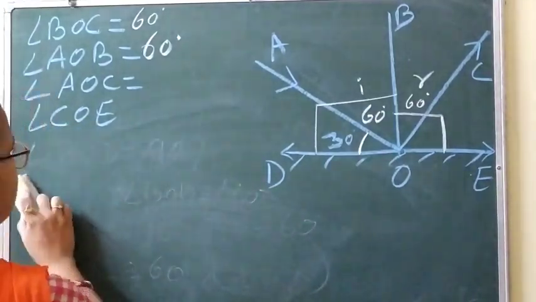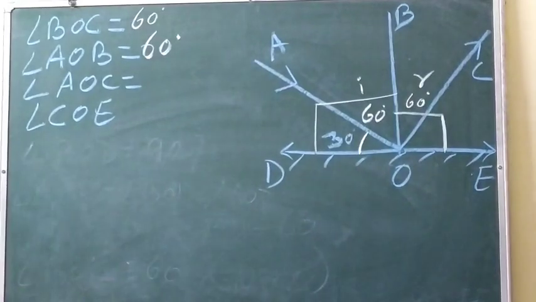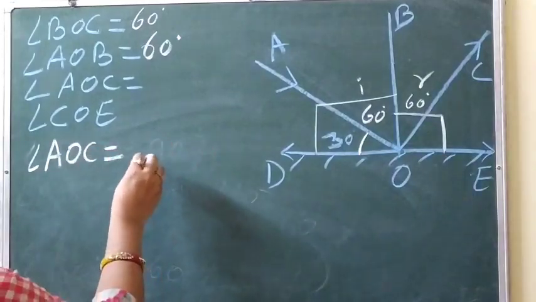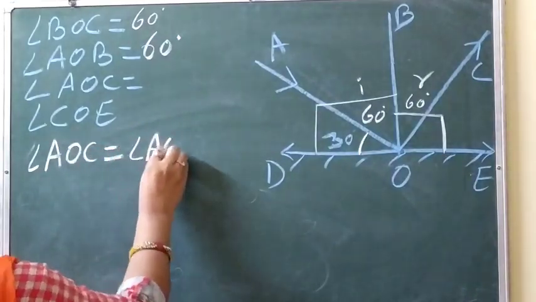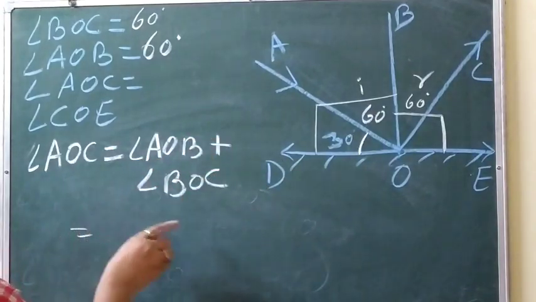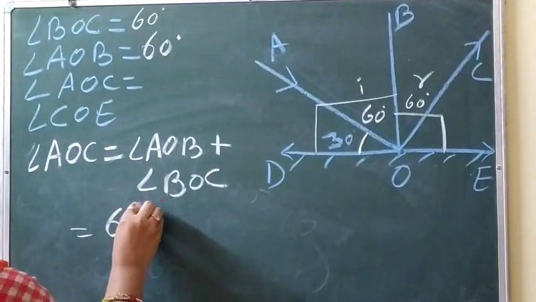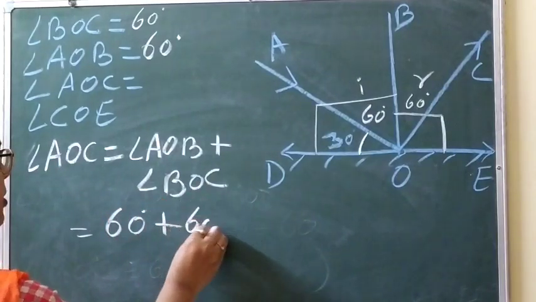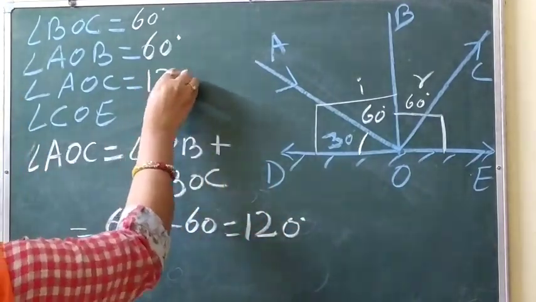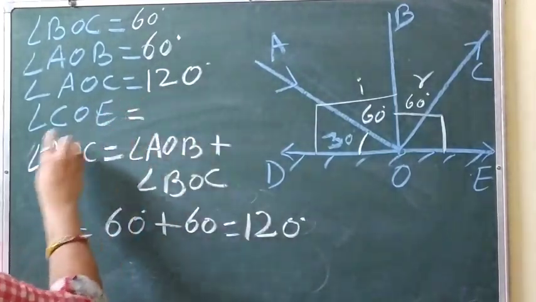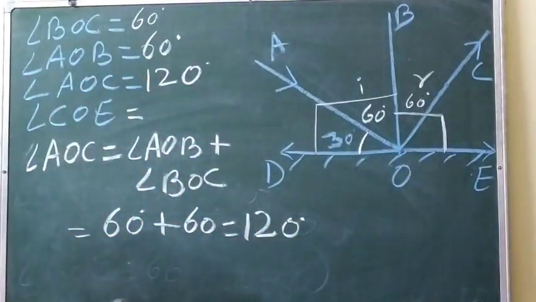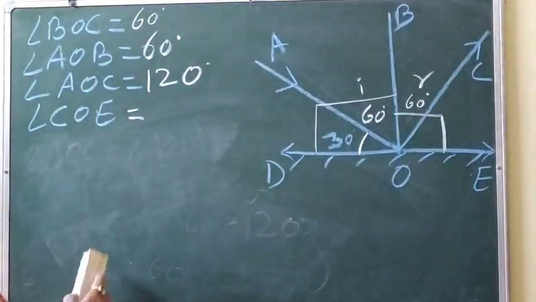Now the next value that we have to find is AOC. So angle AOC is equal to what? Angle AOC is equal to angle AOB plus angle BOC. And angle AOB is what? Angle of incidence 60 degrees plus BOC is angle of reflection 60 degrees, and this is equal to what? 120 degrees. So here we can write 120 degrees. Now next we have to find out COE. How will we find out the value of COE? So let's solve it.